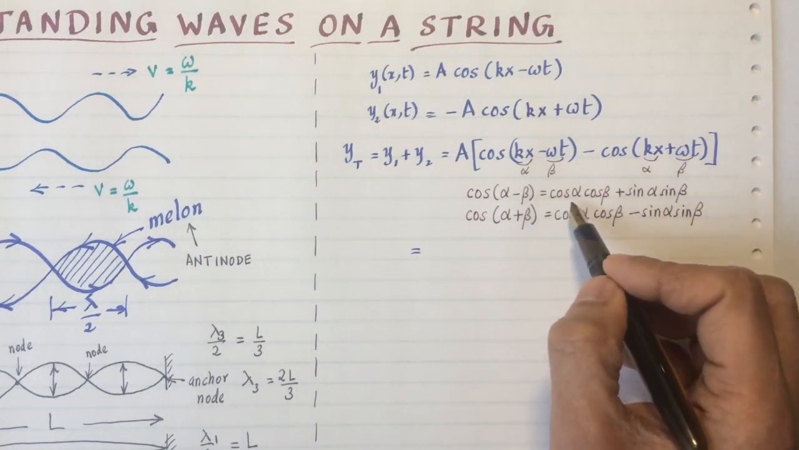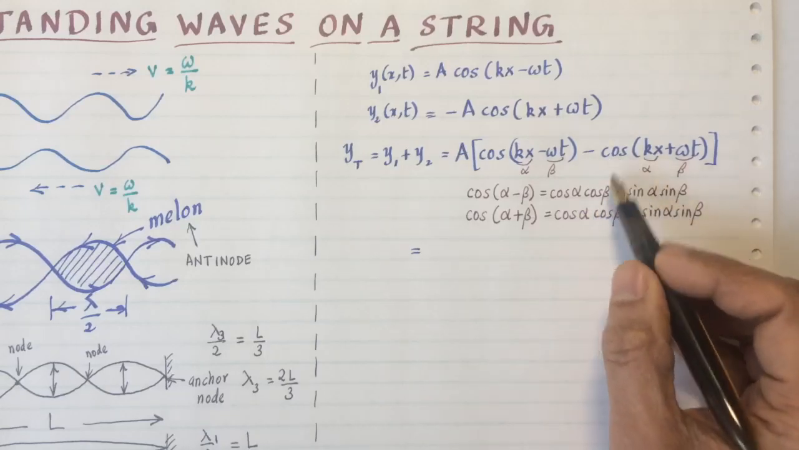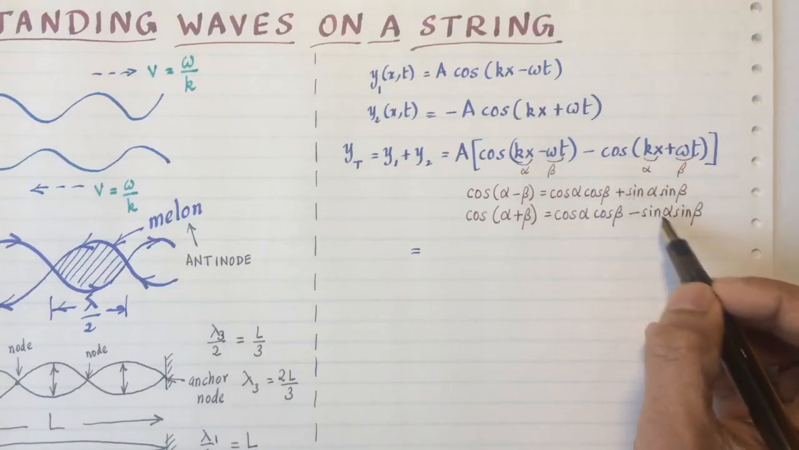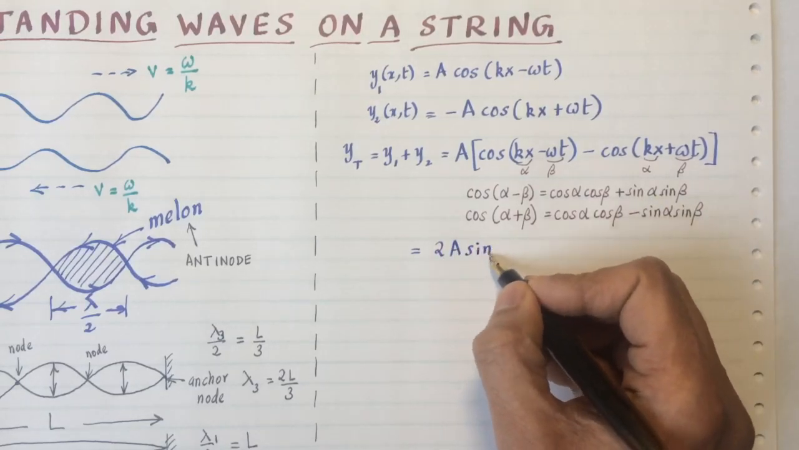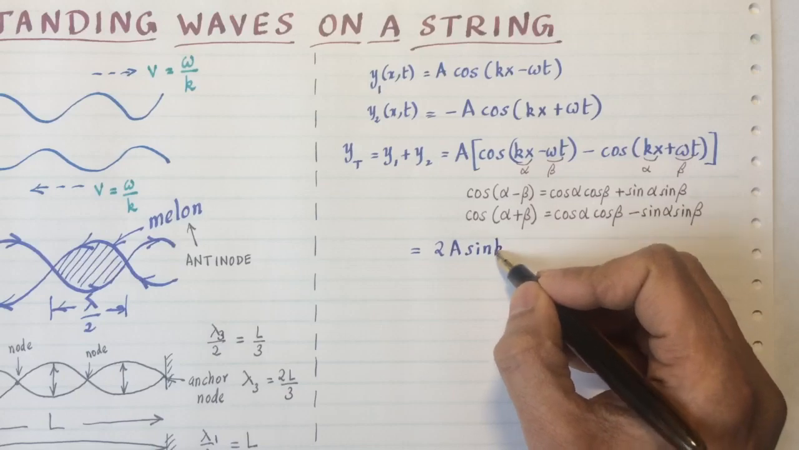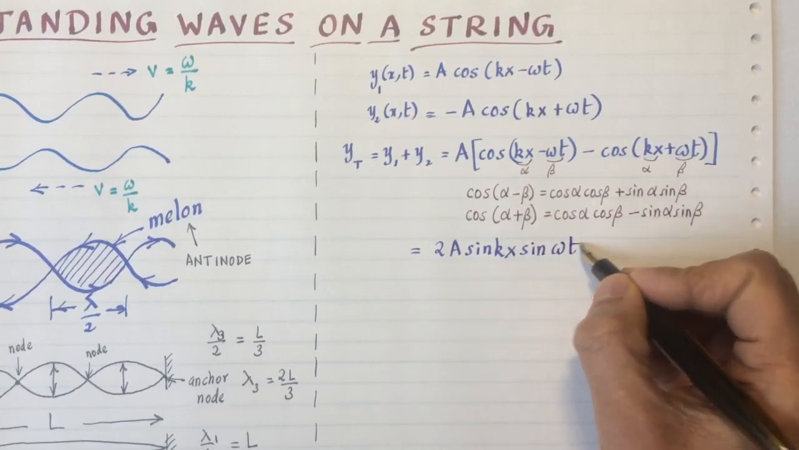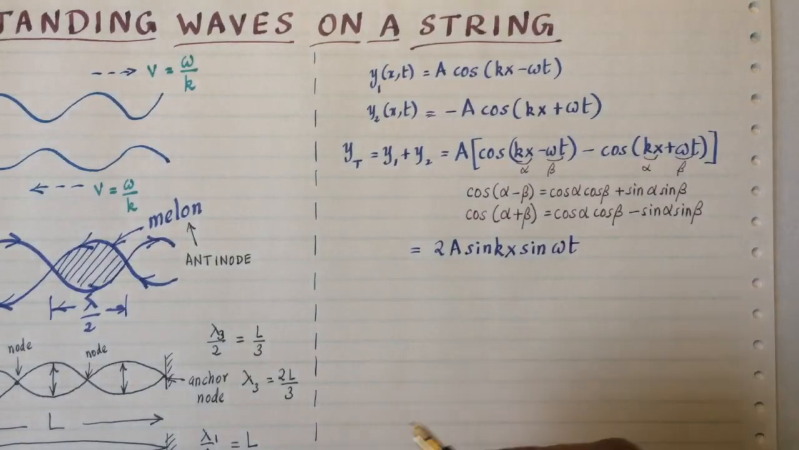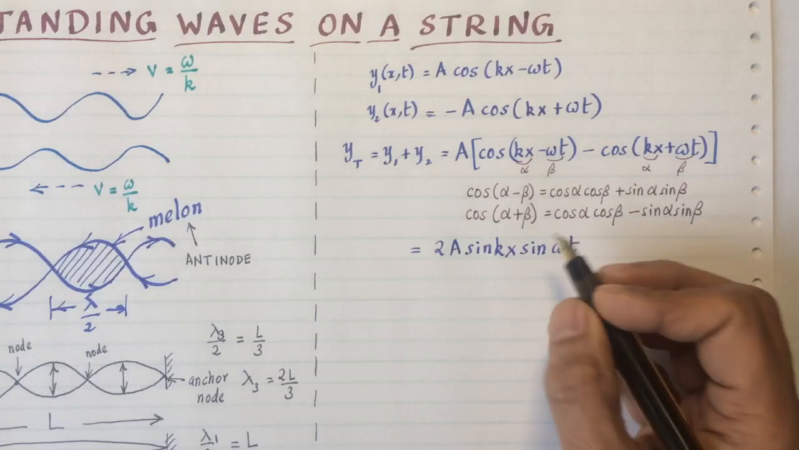So let's see, cosine alpha cosine beta plus sine alpha sine beta, and when I subtract it, these cosine terms will cancel out and the sine terms will add. So I'm going to get 2A sine of alpha, which is kx, times sine of beta, which is omega t. So that's a pretty remarkable formula, because it shows us that space and time are decoupled.